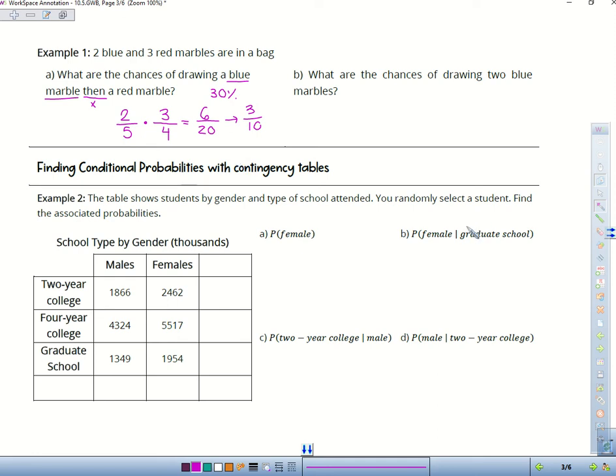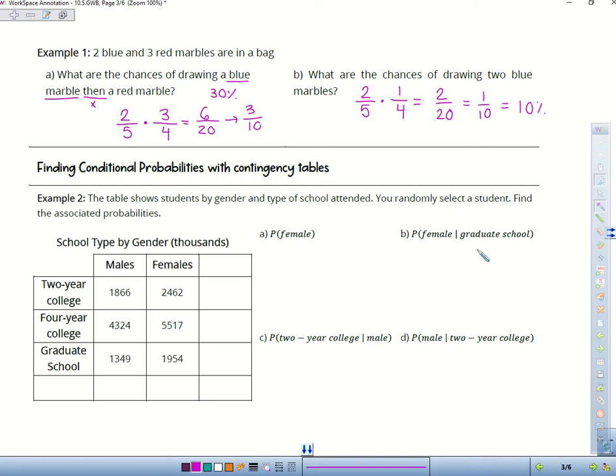What is the chance of drawing 2 blue marbles? What is the chance of drawing the first marble as blue? 2 out of 5. Times 1 out of 4. Remember, the numerator on this one is going to change because we took one of the marbles out that is blue. So there's only 1 blue marble left in the bag out of the 4 marbles that are left, which gives you 2 out of 20, 1 over 10, which is 10%. All right, so you have a better chance of drawing blue and then red than blue then blue.